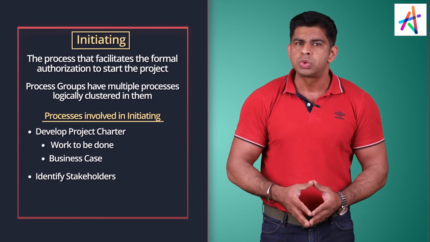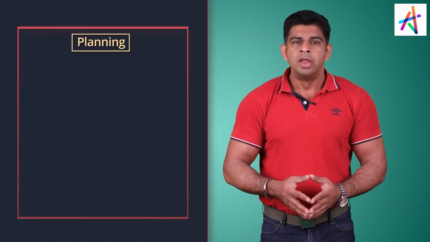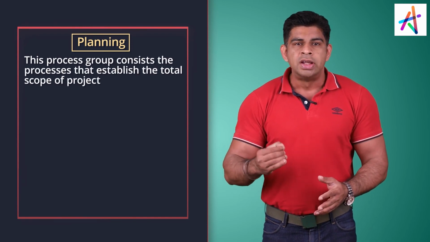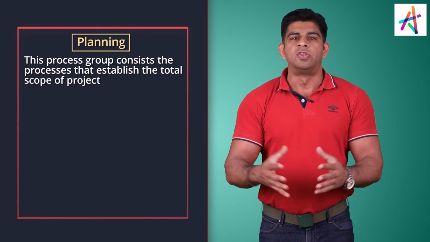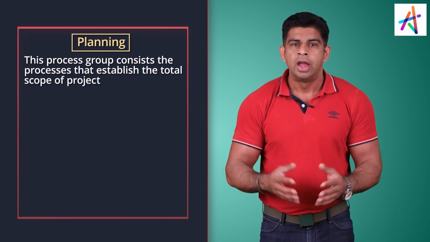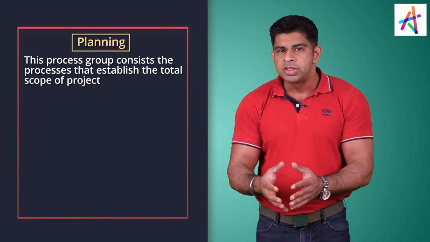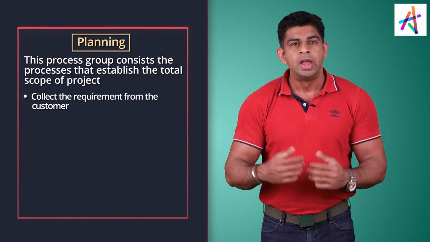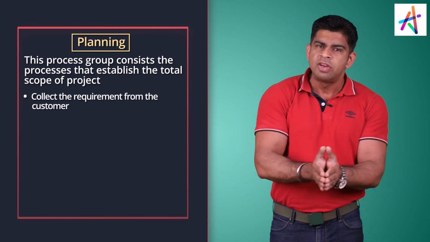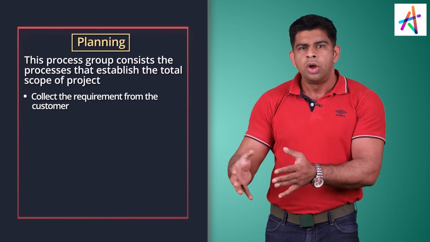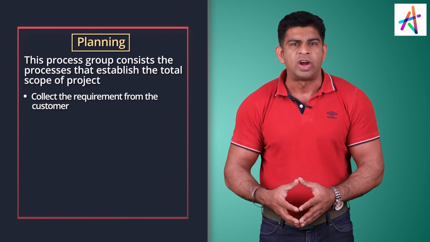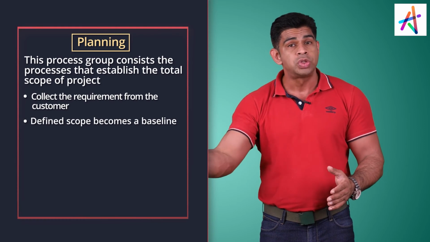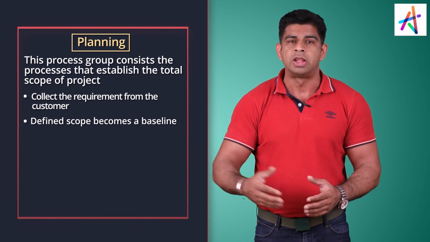So now, what is the next one? Planning process group. This process group consists of the processes that establish the total scope of the project. What are we doing? How are we going to do it? So first, before baselining the scope, what do we need to do? We need to collect the requirements from the customer. After that, can we build everything that we have collected within the constraints of time and budget? Or do we need to negotiate and come up with a refined scope? Once the scope is defined, that becomes a baseline. Any change to that, as we said earlier, has to go through the change management process.